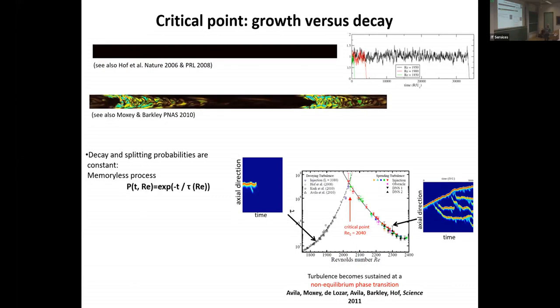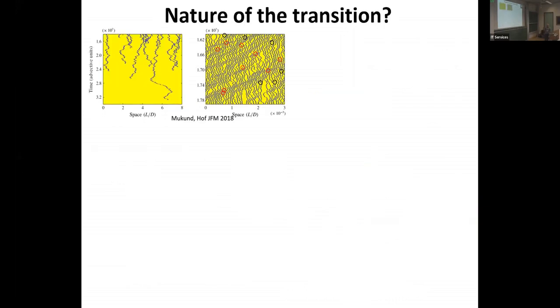Okay, the key question then is, how can we characterize this transition? Our proposition was it's a non-equilibrium phase transition, and most likely it's to do with directed percolation. Now, I'm not going to say much about this. I'm just going to show the results, but happy to discuss afterwards.